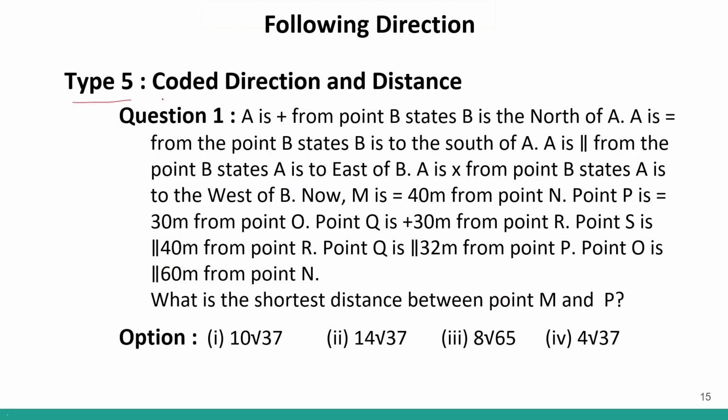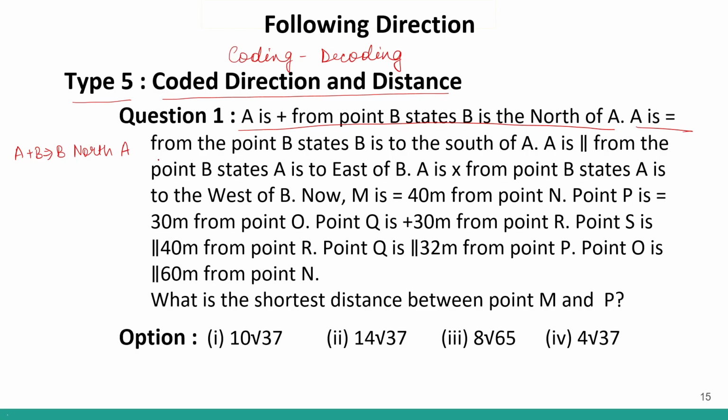Now, this is type 5, coded direction and distance. This is very similar to coding and decoding. So basically in this, each direction is coded with a symbol. For example, here it is written that A plus B. This will denote that, let me write it in short, B is to the north of A.